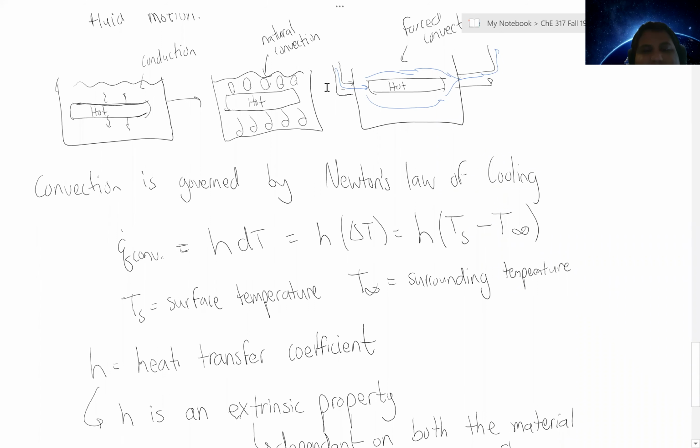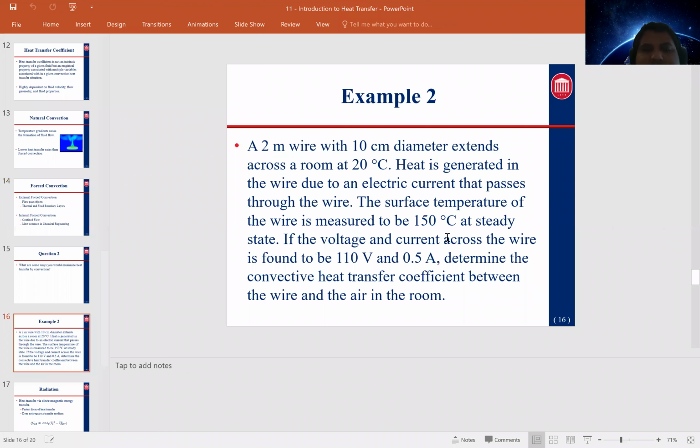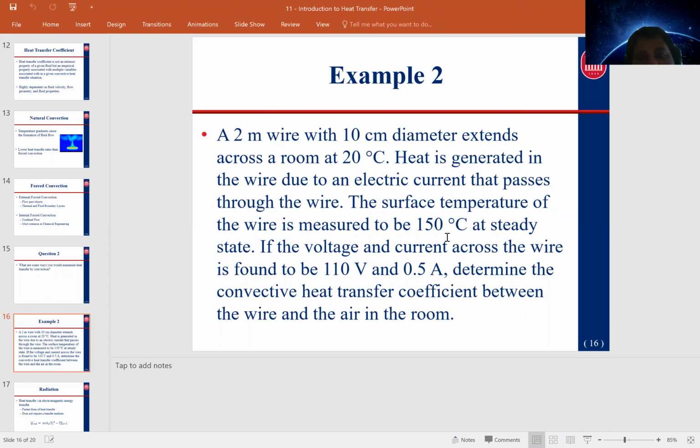So I think we have just enough time for one more example. So let's look at this system where I have a 2-meter wire with a 10 centimeter diameter extending across a room that is at 20 degrees C, and we'll say that heat is generated in the wire due to an electrical current. So, it exists as a resistance heater. And the wire gets pretty hot, gets to 150 C. And if we assume that the voltage and current generated is all being emitted as heat, what is the convective heat transfer coefficient between the wire and the air in the room?